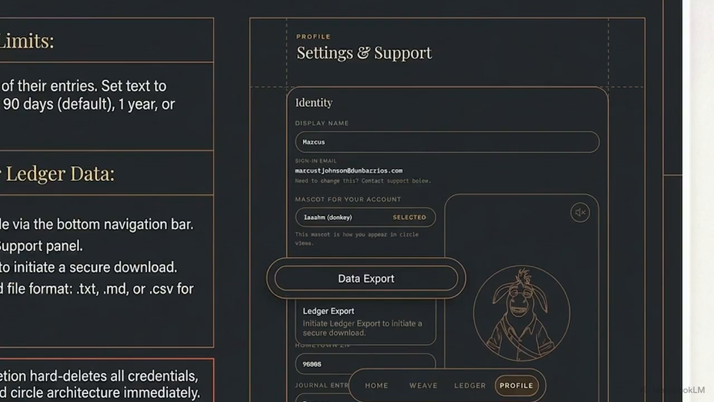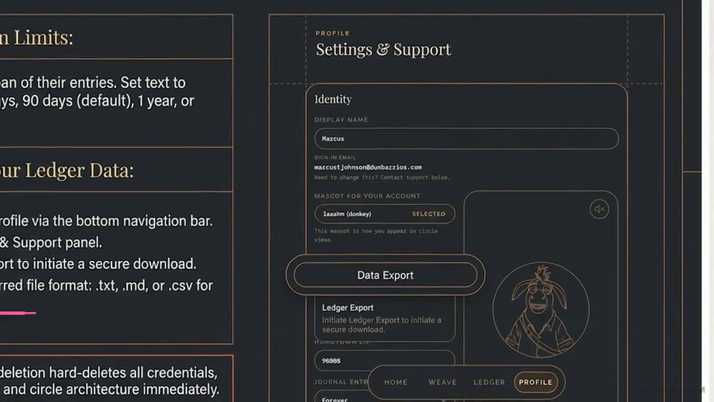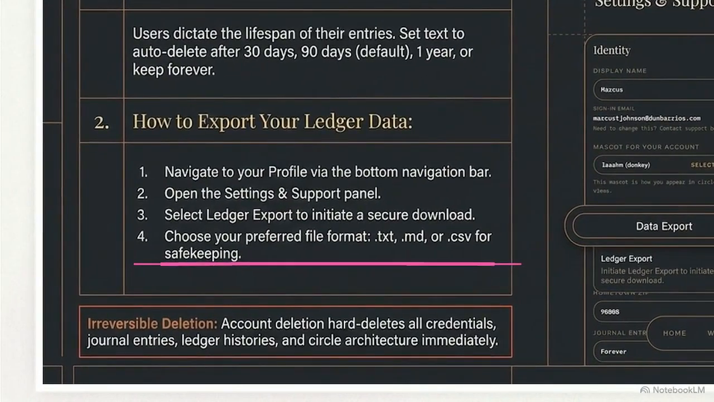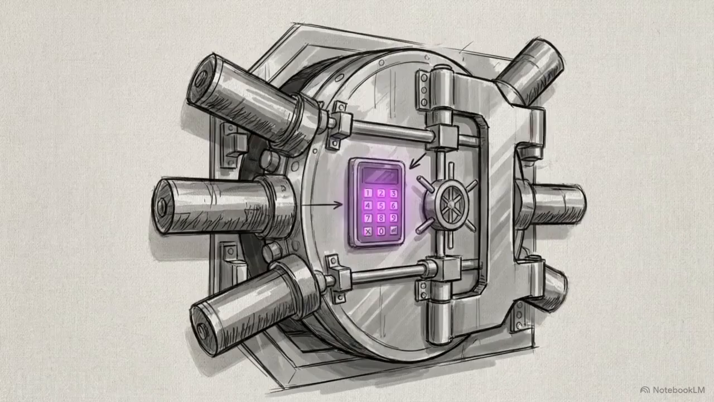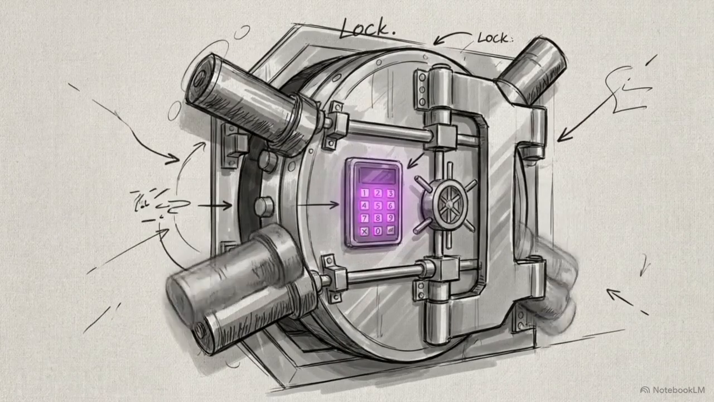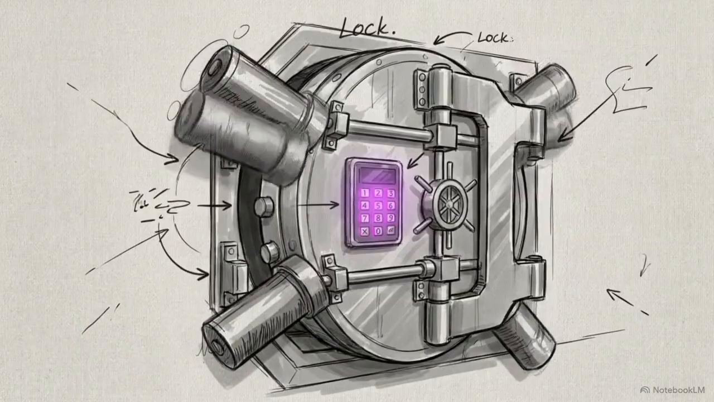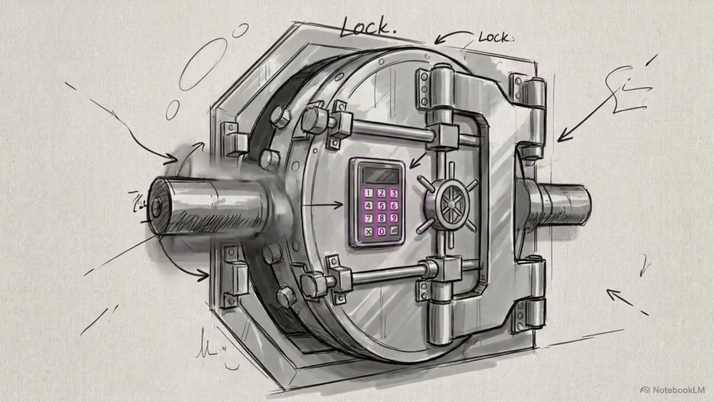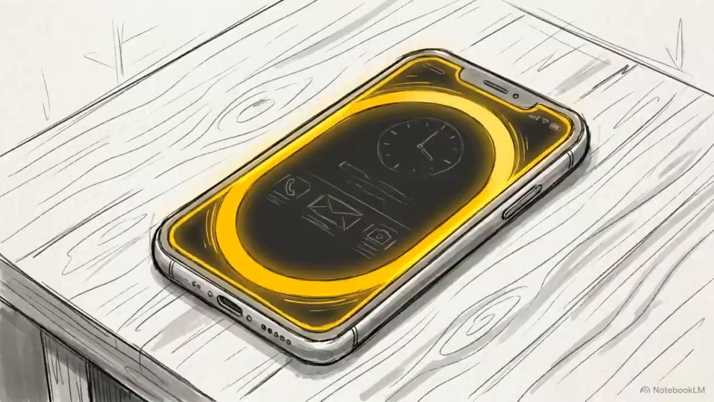Before any data reaches its expiration date, you can pull a complete copy of it. Tap the Data Export button. You can download your entire ledger in plain text, markdown, or CSV formats, maintaining an independent, portable record of your activity. By giving you full control over retention, deletion, and export, the app operates as a private vault entirely under your command. Now that your boundaries are set, let's look at the AI features.